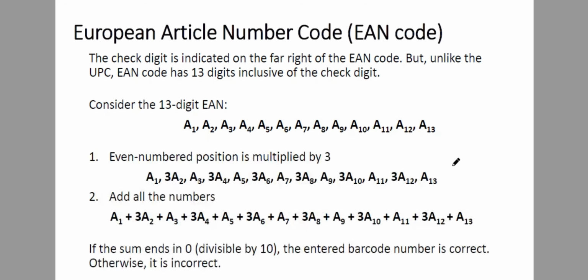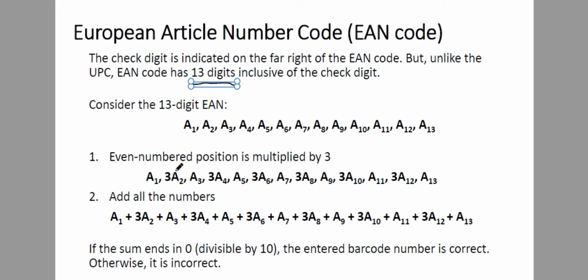Let's now go to the second code, the European Article Number Code. So basically, the EAN and the UPC have quite similar processes. They only differ with number 1. EAN has 13 digits, but the UPC has 12 digits. Next one, in the UPC, the numbered position that was multiplied by 3 is odd. But in the European or EAN code, we multiply the even numbered position by 3.